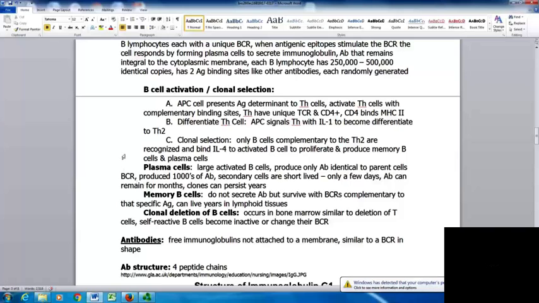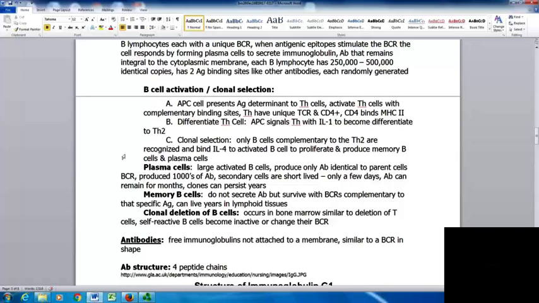Your plasma cells are large activated B cells that are only going to produce the antibody identical to the parent cell's B cell receptor. It produces thousands of antibodies. The plasma cells are short-lived, usually only for a few days. The antibody can remain for months, and then the clones can persist for years. Memory B cells don't secrete antibody, but they will survive with the B cell receptors that are complementary to that specific antigen. They can live for years in the lymphoid tissues.